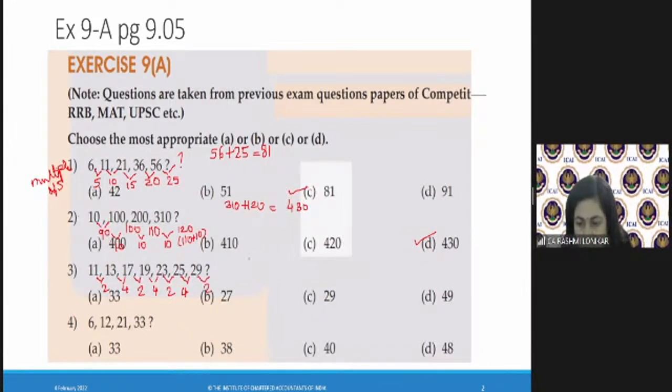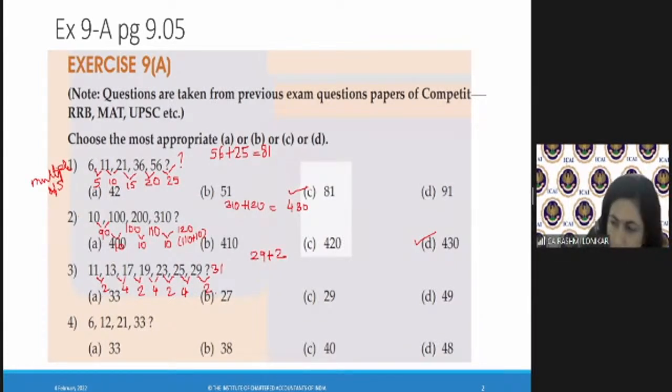So what will be the number? 29 plus 2. What will I get here? 31. So where is my 31? Oh, there is no 31 here. Okay. So what is happening? Here there is a printing mistake. So this should be 31 because you cannot have 29 again. Because in the answer they have given option C. So this has to be 31. Okay. Printing mistake.